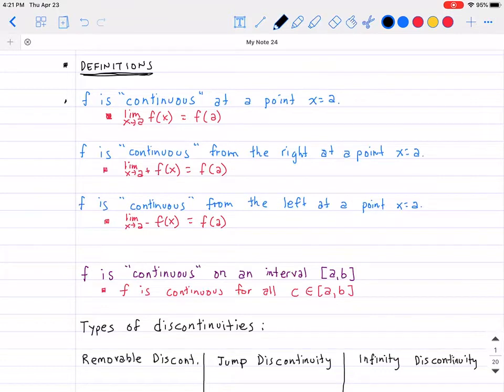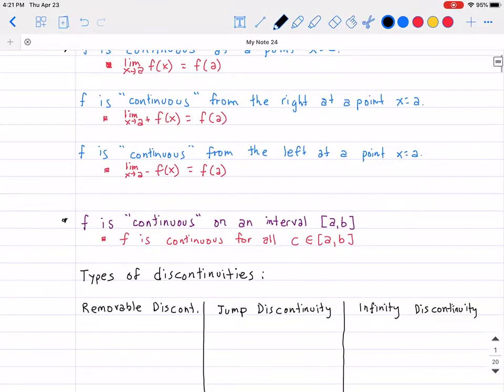From that, we're going to extend to the next part: how f is continuous on an open interval or on a closed interval of a to b. The way we define continuous on an interval a to b is if f is continuous for all values of c inside that interval. That means we have to show that every single value of c between a and b is continuous. Does that necessarily mean we literally have to do that for every single one of them? The answer is no.